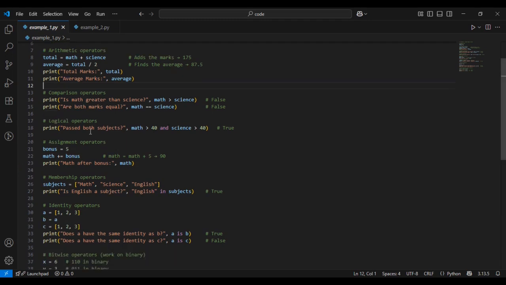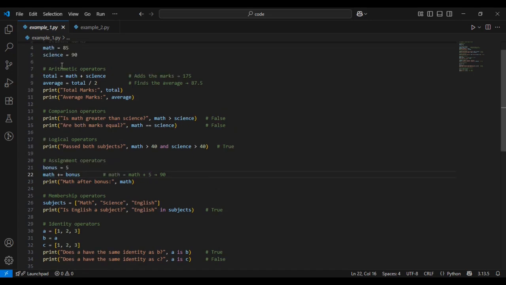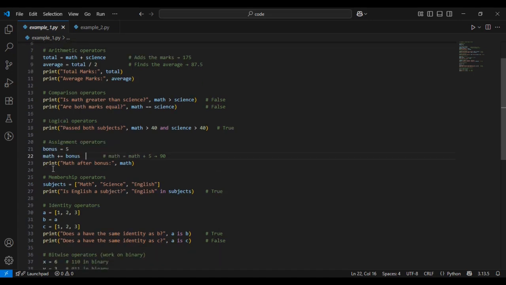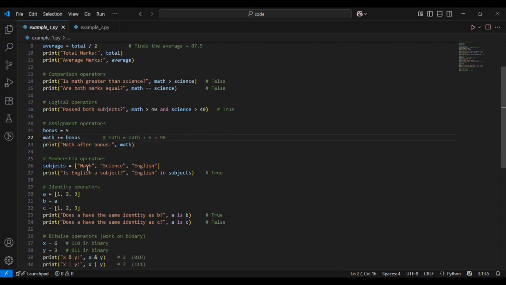So a real life example. And assignment operator, we are assigning 5 to the variable bonus, and then math plus equals bonus. We are first adding 5 to math, which is 85, so it will become 90, and then we are assigning the 90 value to math, so it will become 90. And membership operators: if there is a list of subjects and we are checking if English is in the list, and that is present, so the answer will be true.